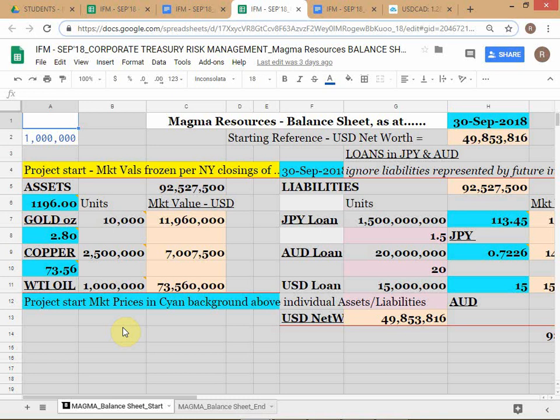So we have to make it realistic from a hedging point of view using the software that we are going to use. On the liability side, as it says in the note when you read the case, the yen loan and the Aussie loan are at fixed rates. So you have a loan of 1.5 billion yen, 20 million Aus, and a dollar loan of 15 million as well, and the dollar loan is at a floating rate. That will introduce certain complications and require some risk management, so we will discuss that. So this is the setup of the balance sheet.